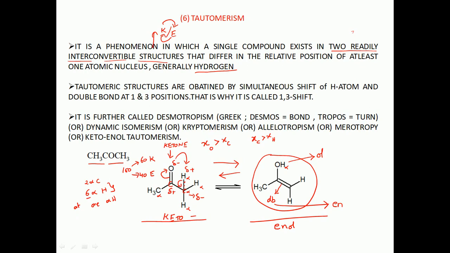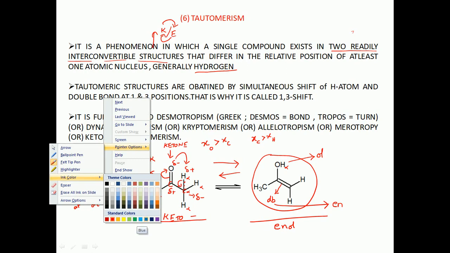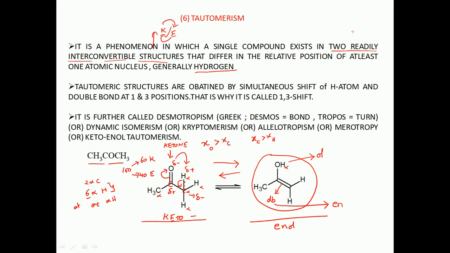Tautomeric structures are obtained by simultaneous shift of hydrogen atom and the double bond at 1,3 position. That is why we can call this also as the 1,3 shift. What is 1,3 shift? Here I am giving the number for the carbon atom. Here you can see the carbon, I'll give you 1, this carbon is 2, and this oxygen is 3. Actually the hydrogen is on the first carbon atom in this structure. Now after the tautomerism has happened, this hydrogen is present on the third atom. So first to third atom, or third to first atom, there is a shift between 1 and 3 atom. That is why we can call this as the 1,3 shift.